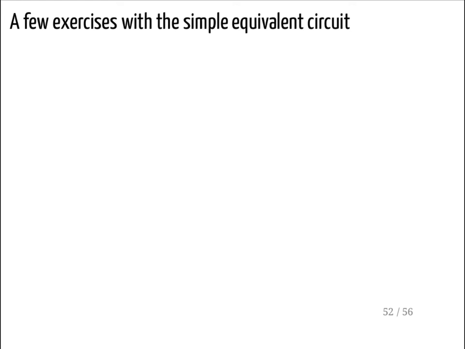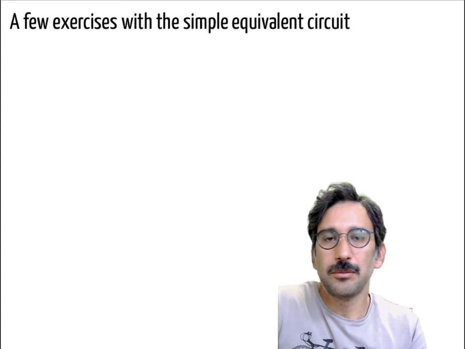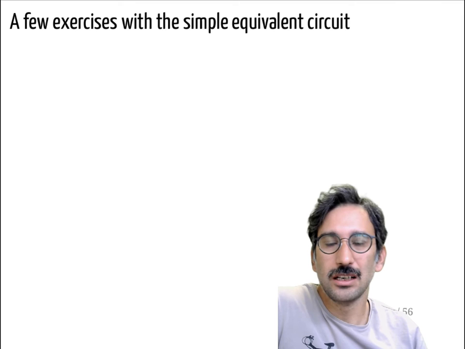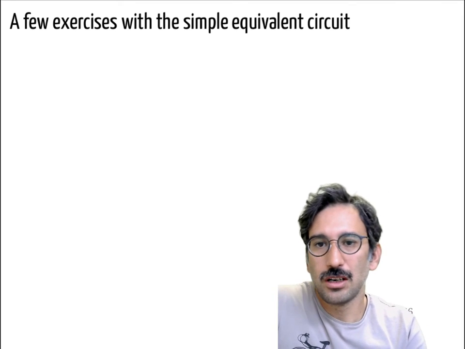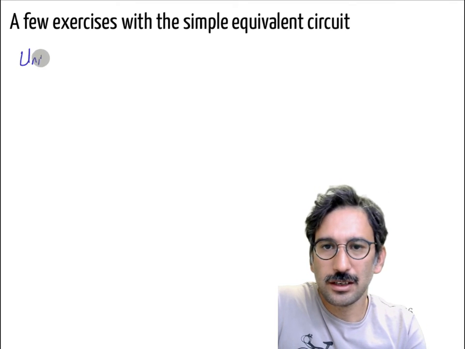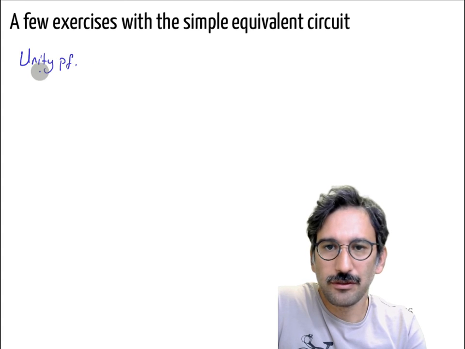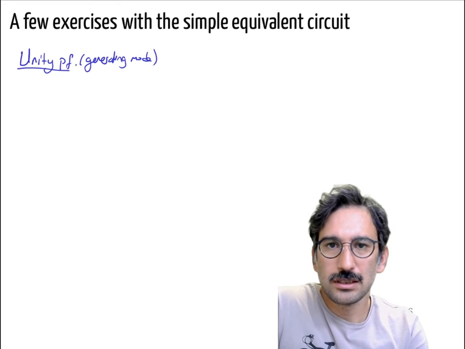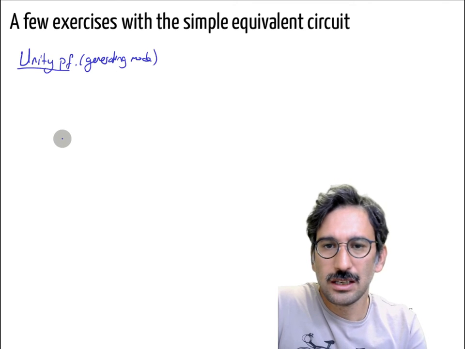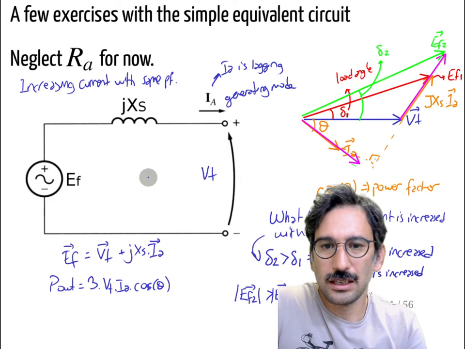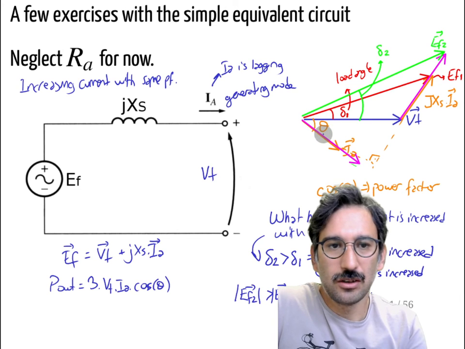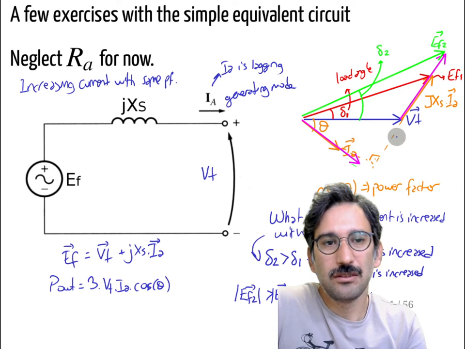And in this case, you don't have to draw a lagging power factor. Let's say you are drawing a unity power factor. Again, it is in the generating mode. So let's plot the graphs. Again, I'm not going to draw the circuit again. So we still have the same relation between EF and Vt. The only thing is our current will be in phase with Vt.